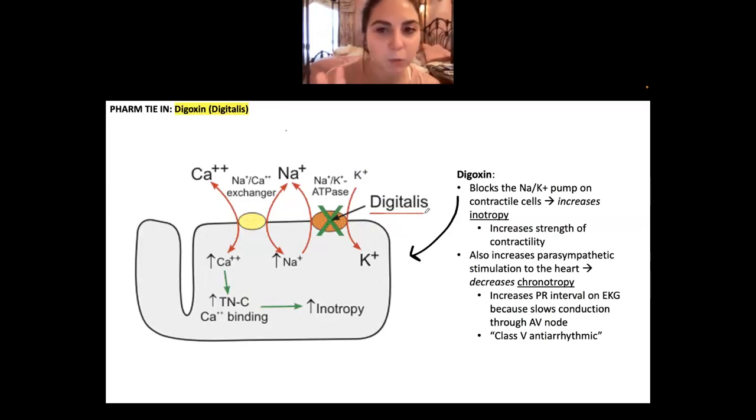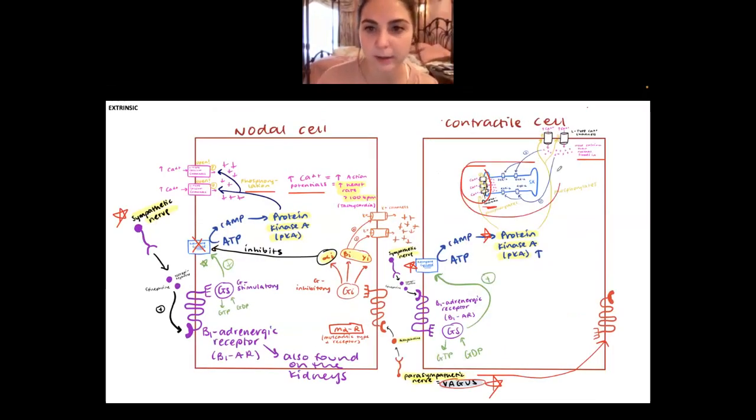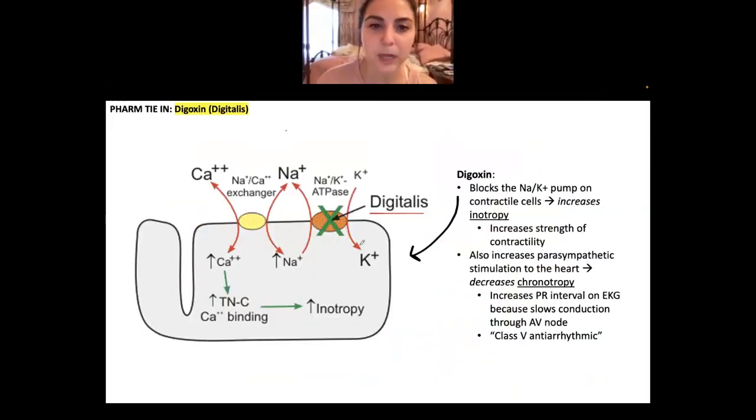So digoxin, digitalis, whatever, what it's doing, we're now basically where the sarcoplasmic reticulum is of a contractile cell. So we're basically here, and this is where digoxin works. It's going to block this Na-K pump, and when it blocks this Na-K pump, there's more sodium now available for this calcium sodium exchanger. If there's more sodium available internally, more of it can be brought out and more calcium can be brought in. And if we have more calcium being brought in, that's going to increase the amount of calcium that can bind to troponin C.